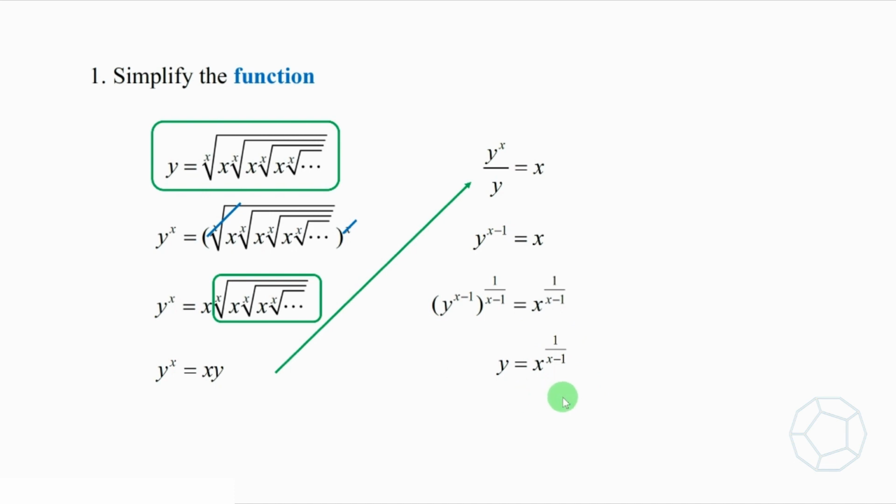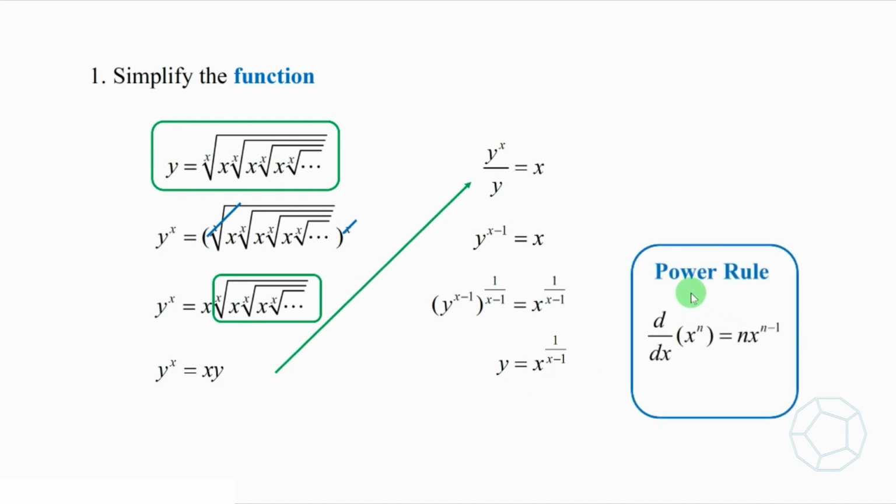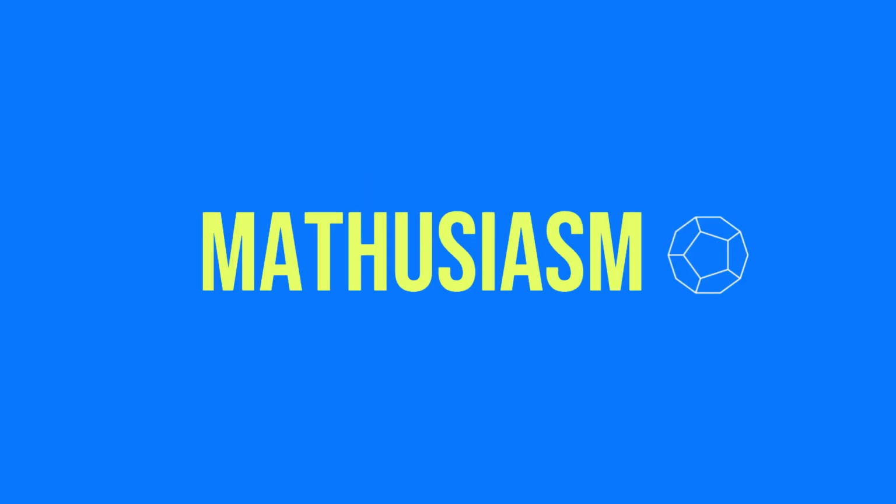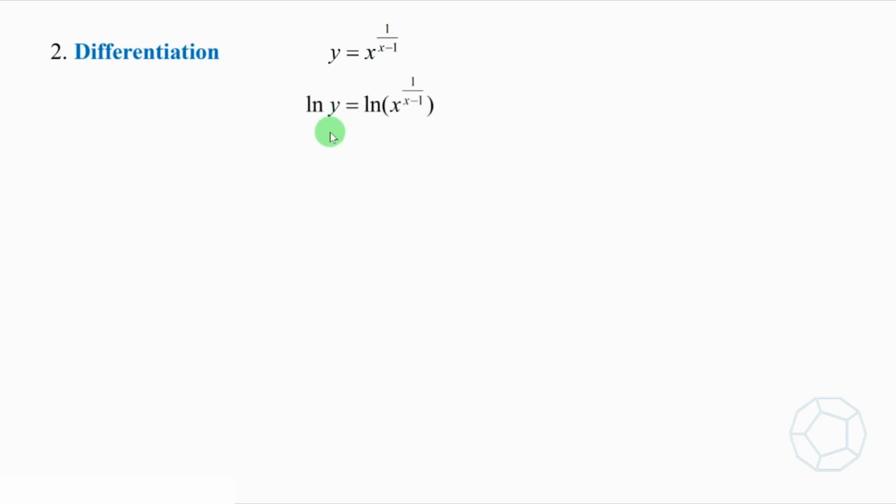Our next step is to differentiate it, but we can't use the power rule directly because it's for a constant index n. For the graph, the power is 1 over x minus 1, which is a variable instead of a constant. So what should we do? Let's take log on both sides of the equation. Then we can use the property of logarithm to bring the index down. So the equation is log y is equal to log x over x minus 1.